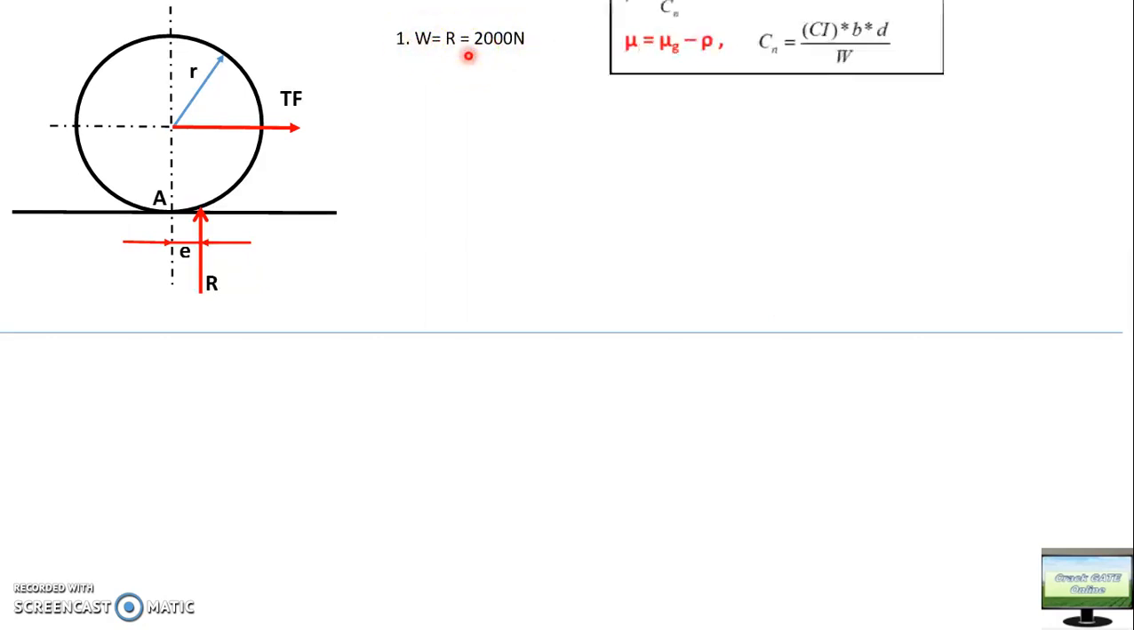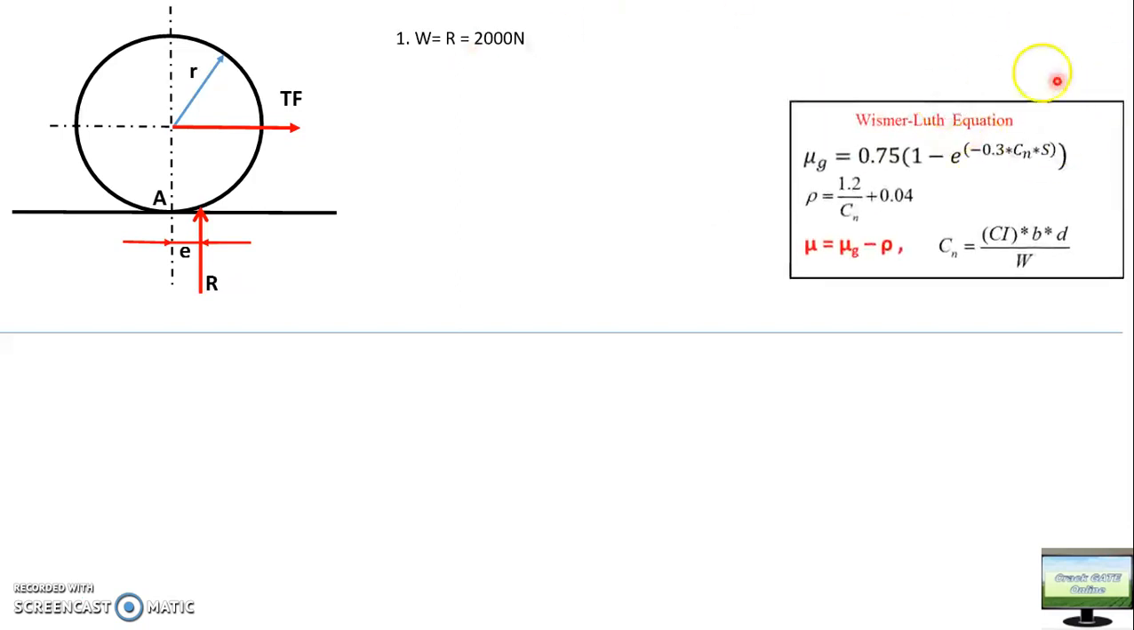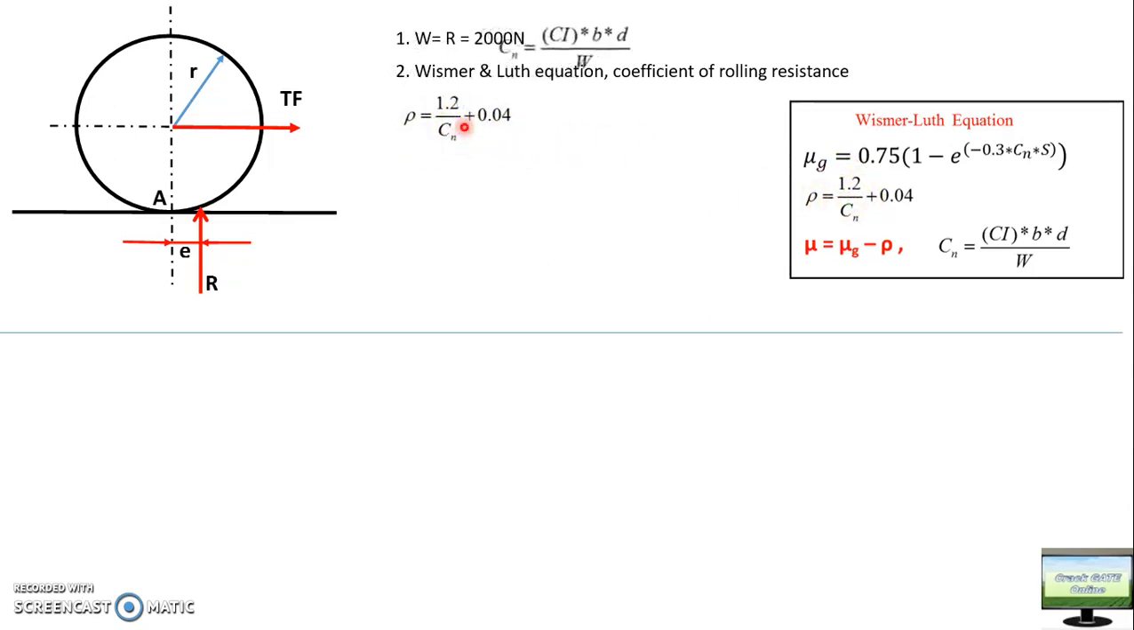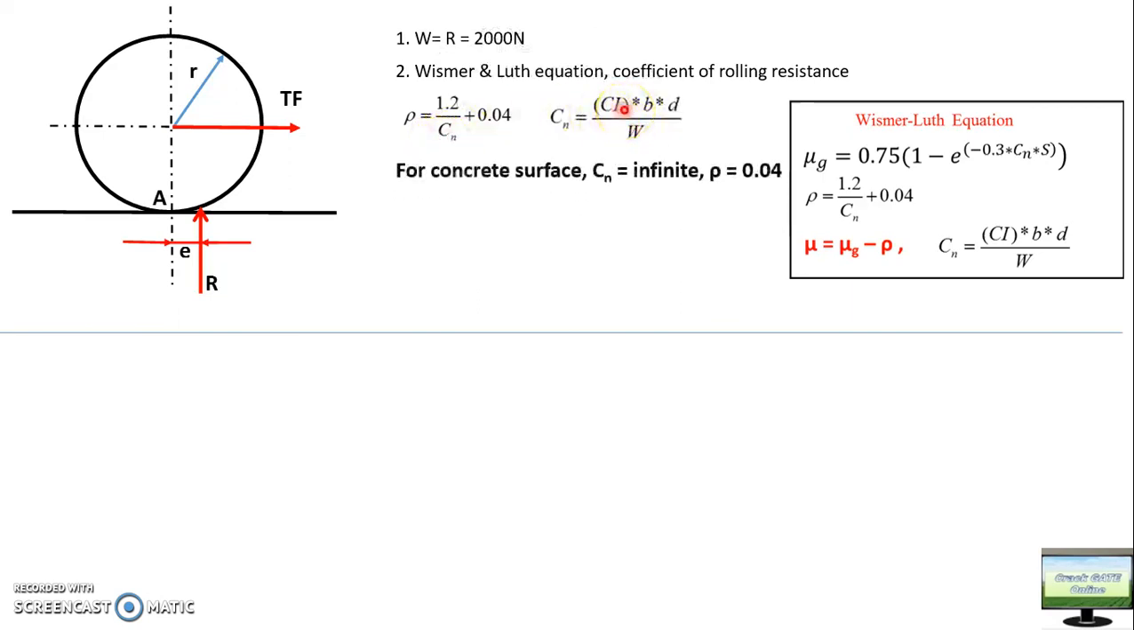So the next step, you know this table. Remember this table always. I have already told this one in this equation, this is for the coefficient of rolling resistance, rho is this one. And now you know how to calculate Cn with the help of this. But they have given that this is a concrete surface, and I have explained concrete surface at length, so this will be 0.04. So you now know rho is 0.04.